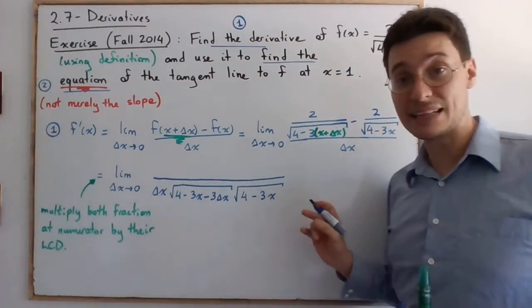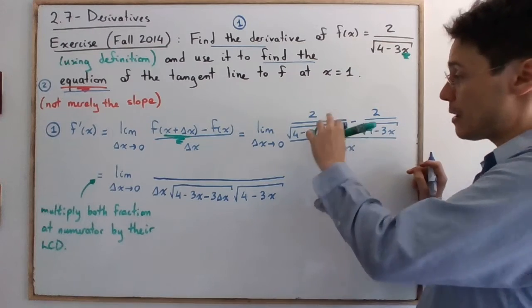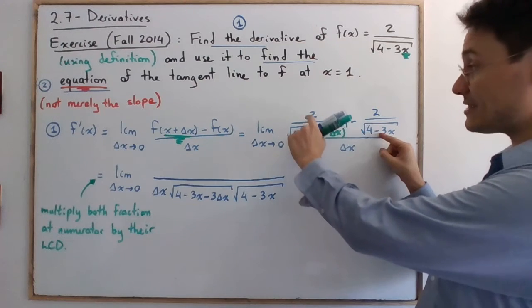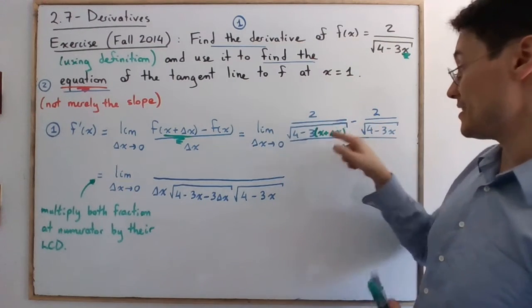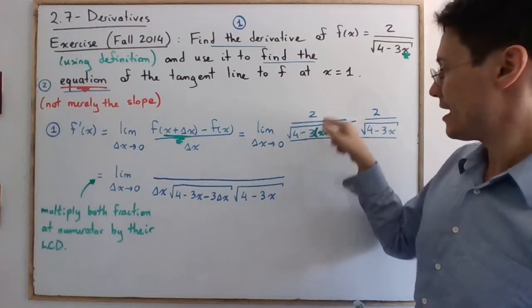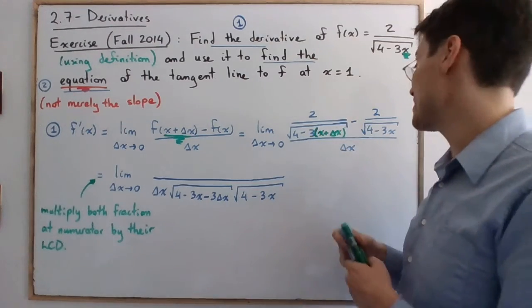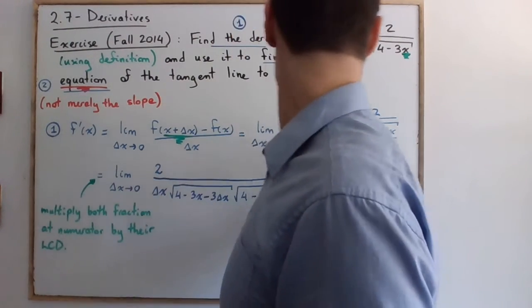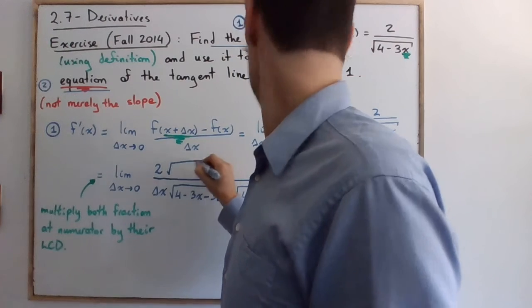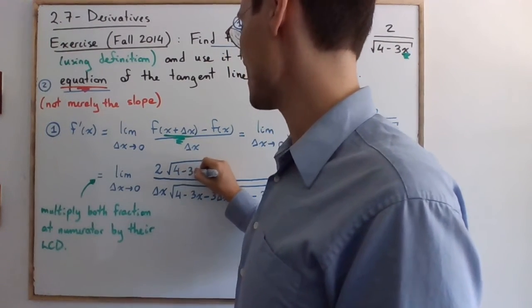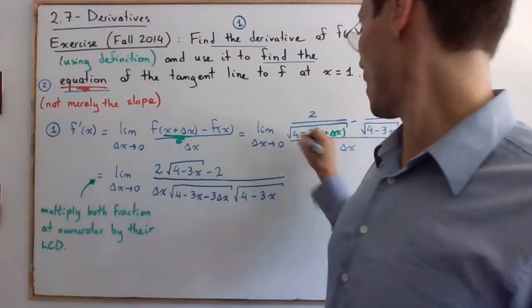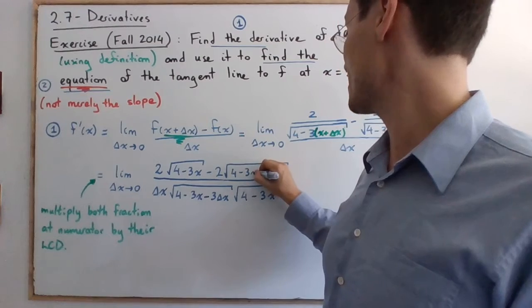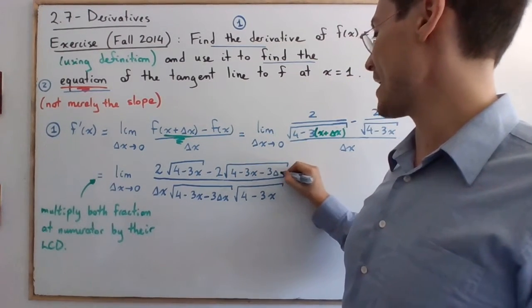Okay, the numerator is slightly tricky. So here, by multiplying this term by these two things, what we will get is twice this one, because after multiplying by this, it will cancel with the denominator that's already there. So we will have here twice square root of 4 minus 3x, minus twice the other denominator, so square root of 4 minus 3x minus 3 delta x.